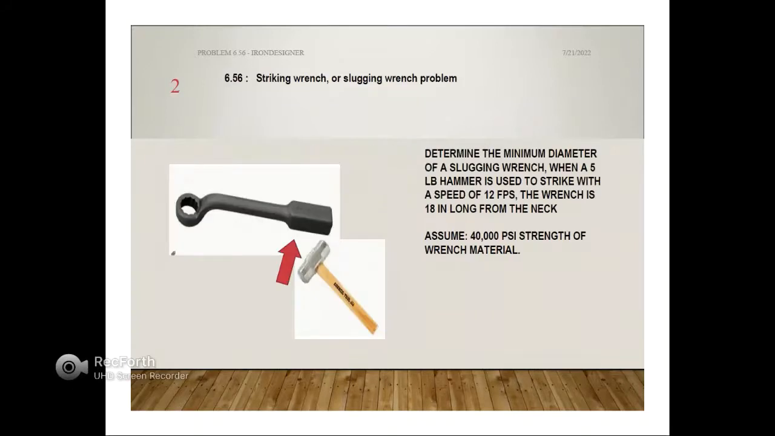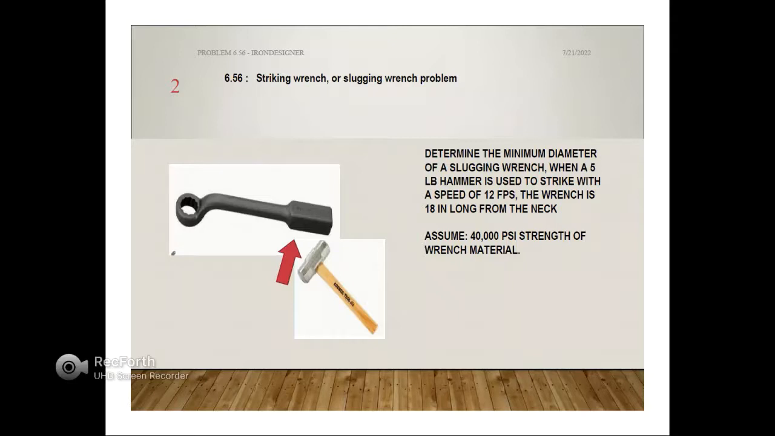So in this problem, we're going to have a slugging wrench and a hammer strike. Now this is how the sketch looks. You have these slugging wrenches. They were used in the past quite a bit for tightening bolts, and a hammer used to strike the end of the wrench in order to make it tighter than the person could by simply turning the wrench with his own hand.